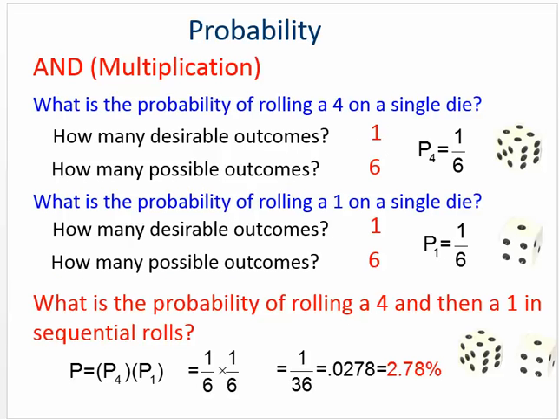Here they're doing the exact same thing, except they're rolling a die. One die is going to be rolled once, and we want to get a 4. So how many desired outcomes? 1. We want to get a 4. How many possible outcomes? Well, there's 6 sides to a die, so it's 1 out of 6. The second die that's rolled, we want to get a 1. How many ones are there on a die? There's 1 of them. There's 6 sides, so it's 1/6. So what is the probability of rolling a 4 and then a 1? Well, it'd be 1/6 times 1/6, which is 1/36, or 2.78%.